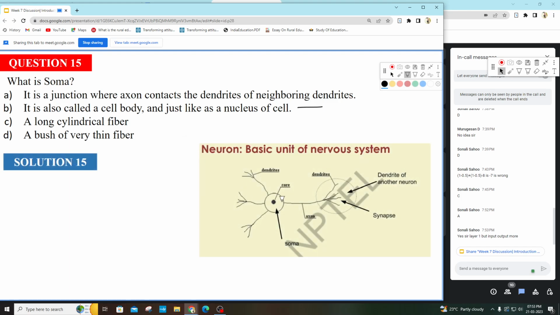I have told you this: the nucleus of the cell body is known as soma. The bush of very thin fibers is known as dendrites. The long cylinder fiber is the axon. The junction where the axon contacts the dendrites is the synapse, where you get the electrical impulse. So the other options are not correct. This is the axon, and this is the dendrite.